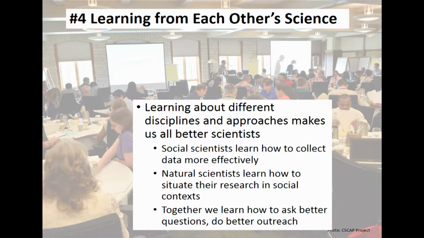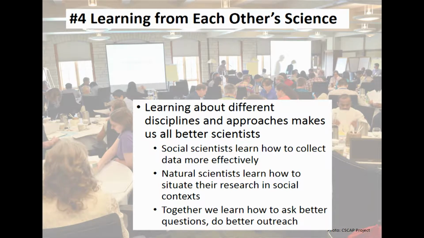So number 4, from my perspective, is perhaps the most important aspect of interdisciplinary projects and programs that bring social and natural sciences together. I think that learning about different disciplines and approaches makes us all better scientists. Social scientists working with natural scientists learn how to collect data more effectively. If we're doing research on herbicide resistance management or cover crops, we're not born knowing how to put together a good survey question on cover crops. So we work with natural scientists, and natural scientists aren't necessarily good at it either. But if we sit down together and talk about what it takes.